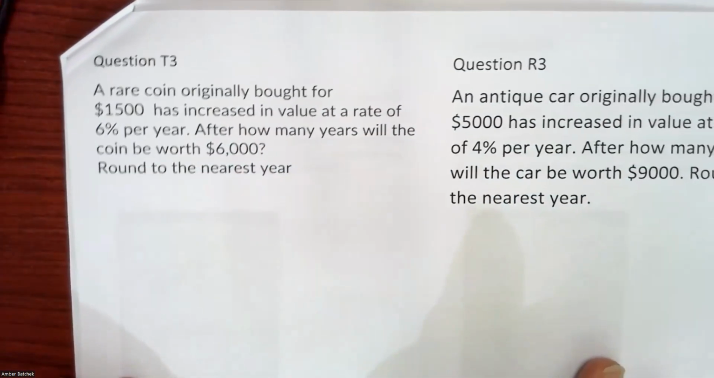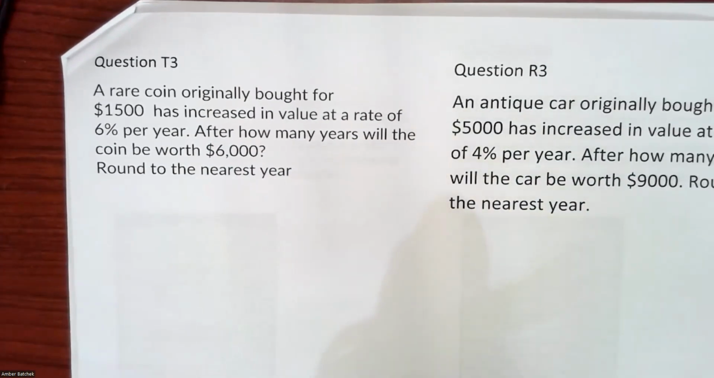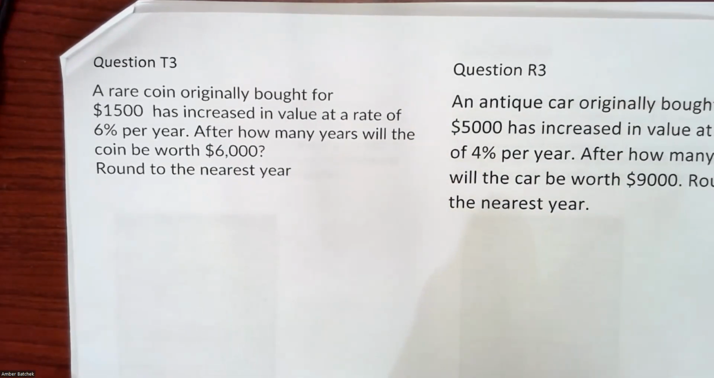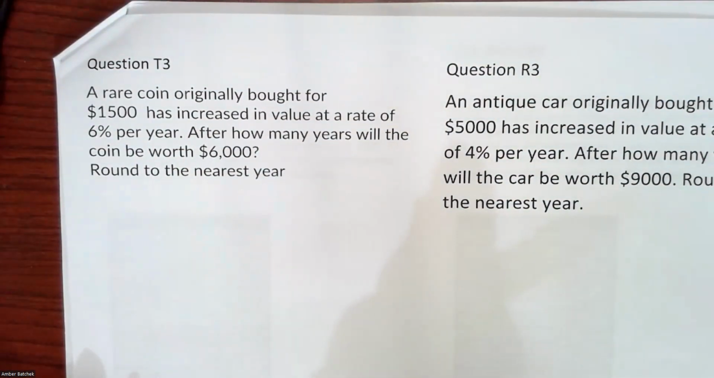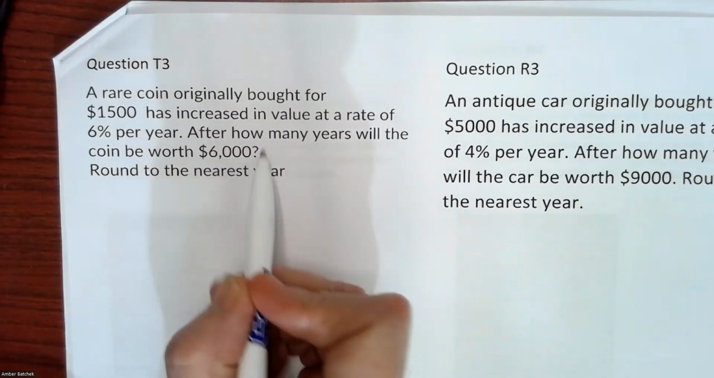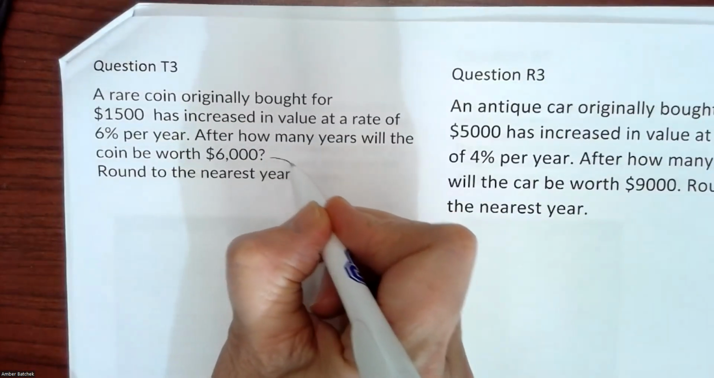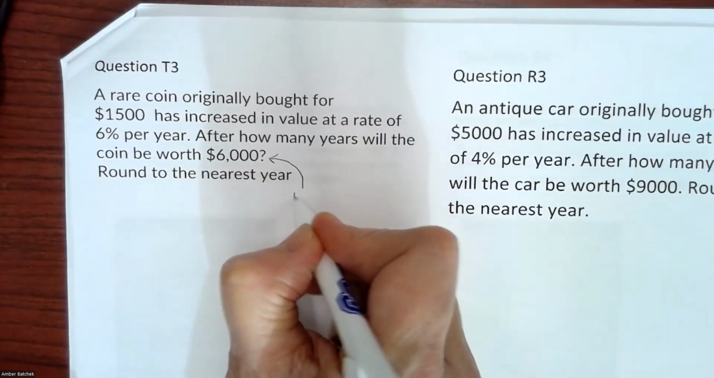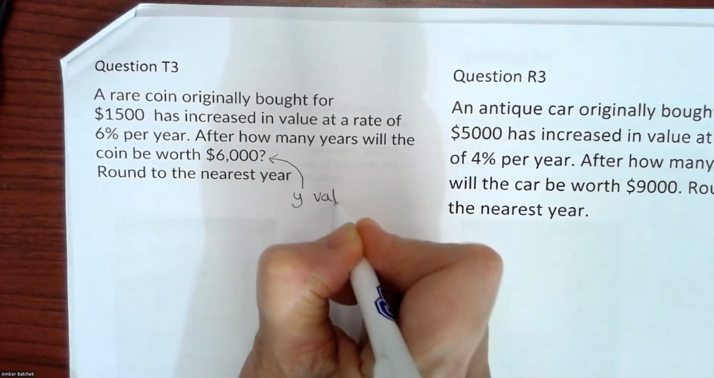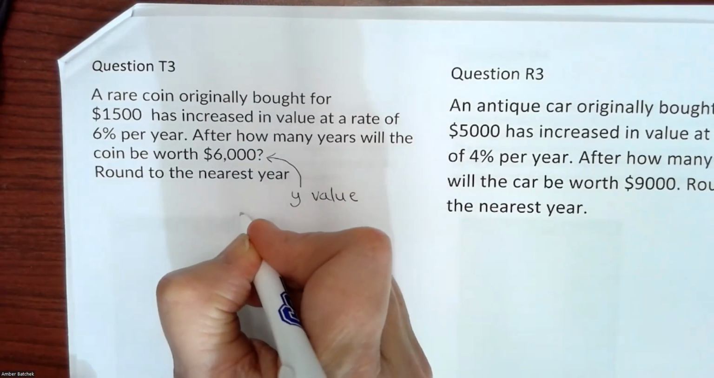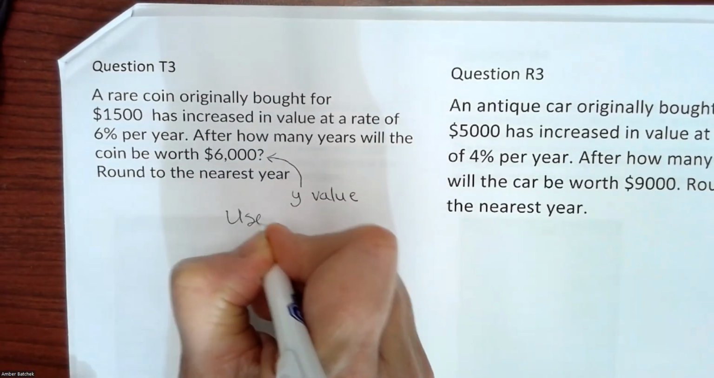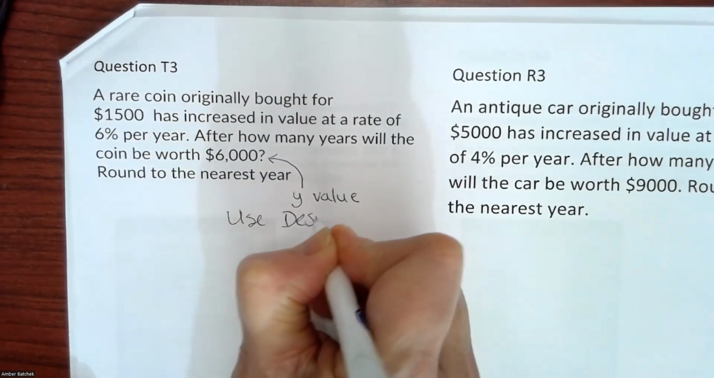All right. One of the most missed problems on the test, and I think I know why, because we probably didn't realize that this is a y value. So we're going to have to use Desmos. That's a y value, so we're going to have to use Desmos.